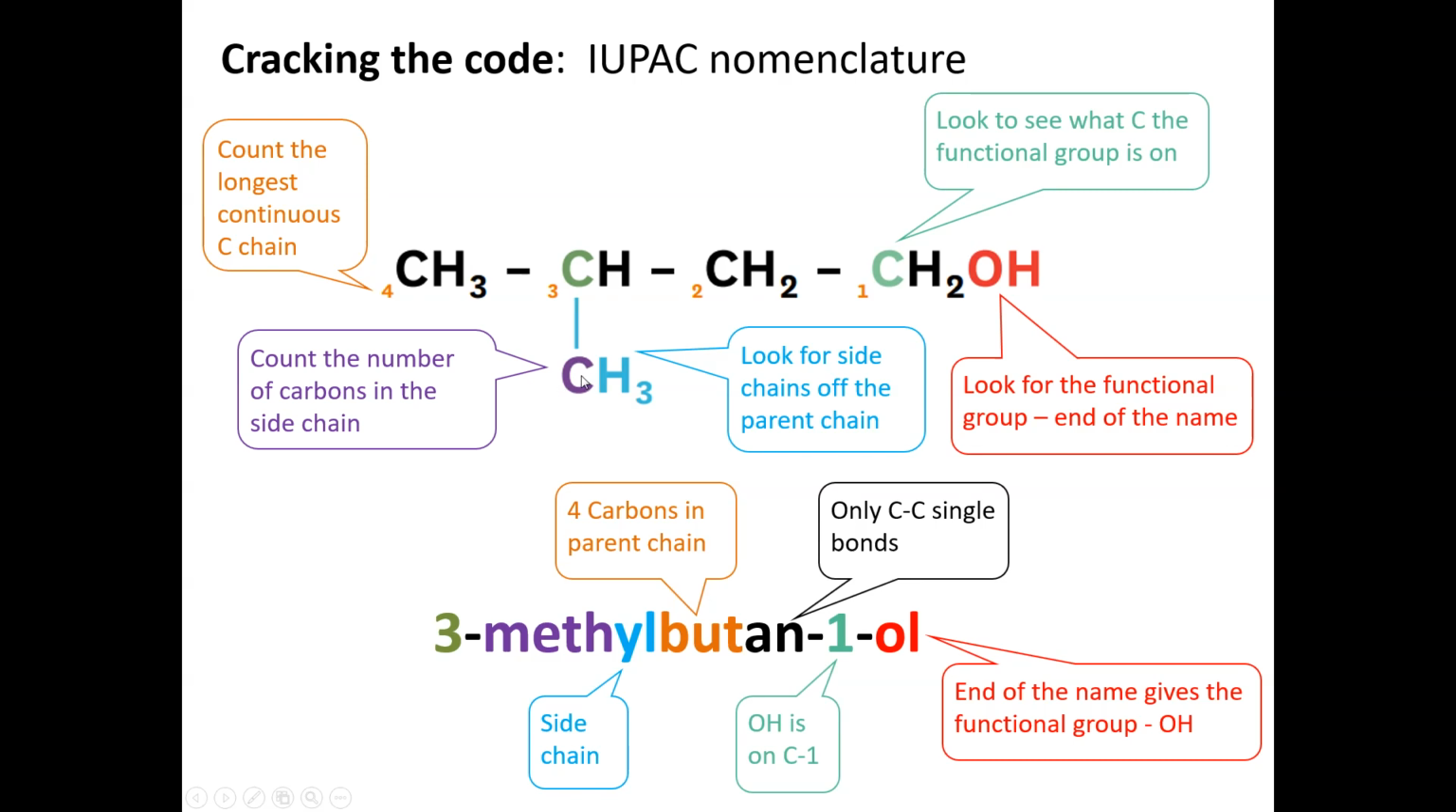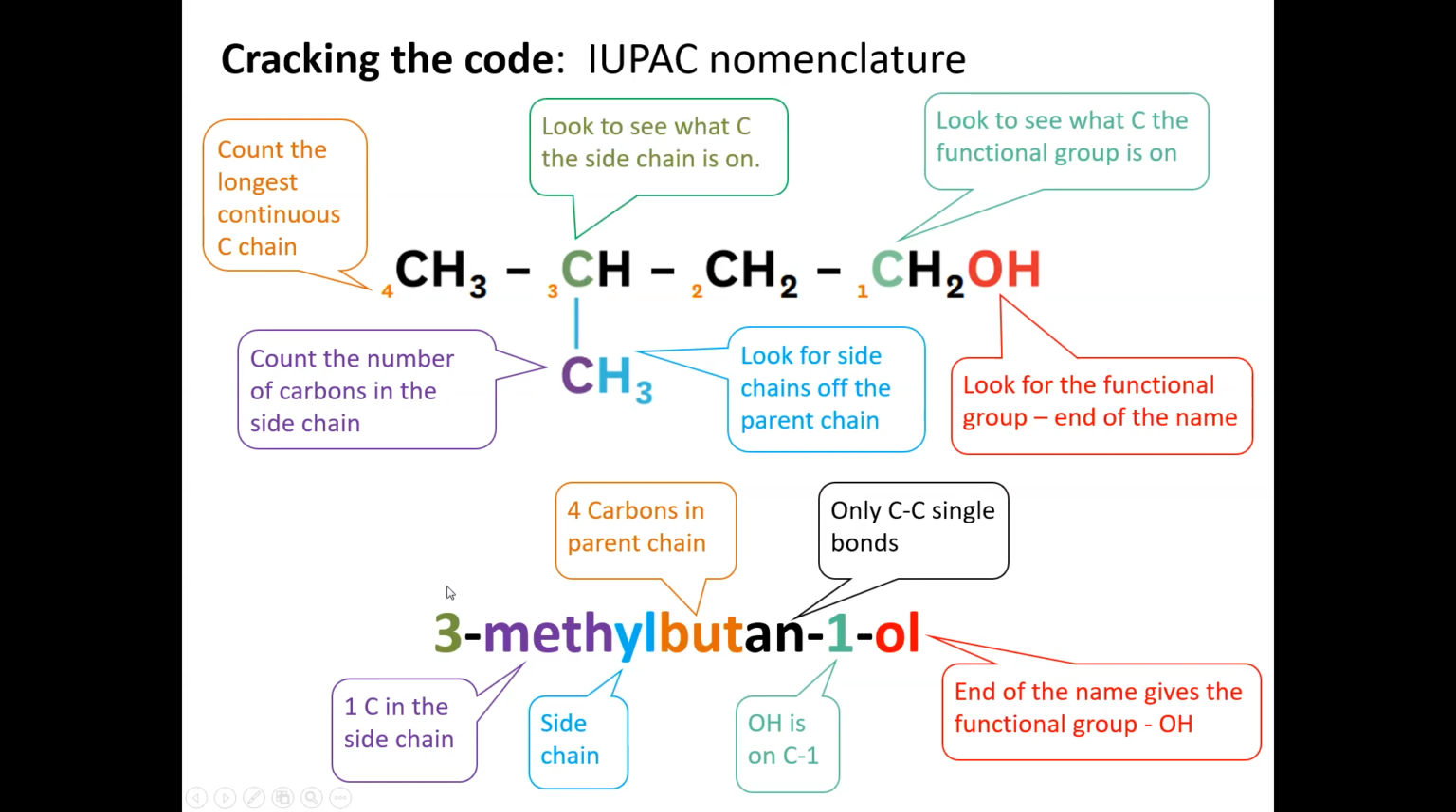Then you look for the number of carbon atoms in that side chain. Here there's only one, so we call it meth or methyl. And then finally, where on that parent chain the side chain comes, and it's on the third carbon, and that's where we get the 3. So -ol is the functional group, 1 is where that functional group is, -an means there's only carbon-carbon single bonds, but- means there are 4 carbons in the parent chain, -yl means I have a side chain with meth- 1 carbon in that side chain, which is on the third carbon of the parent chain.